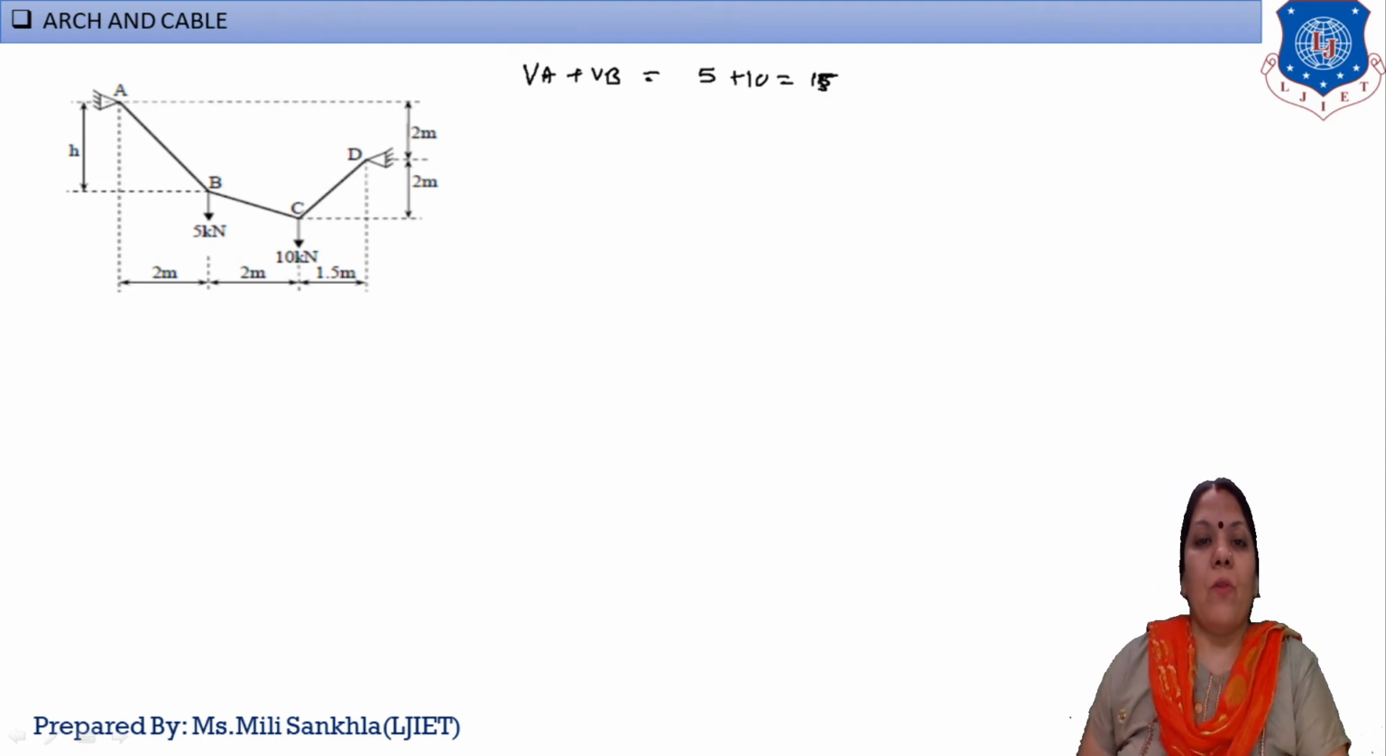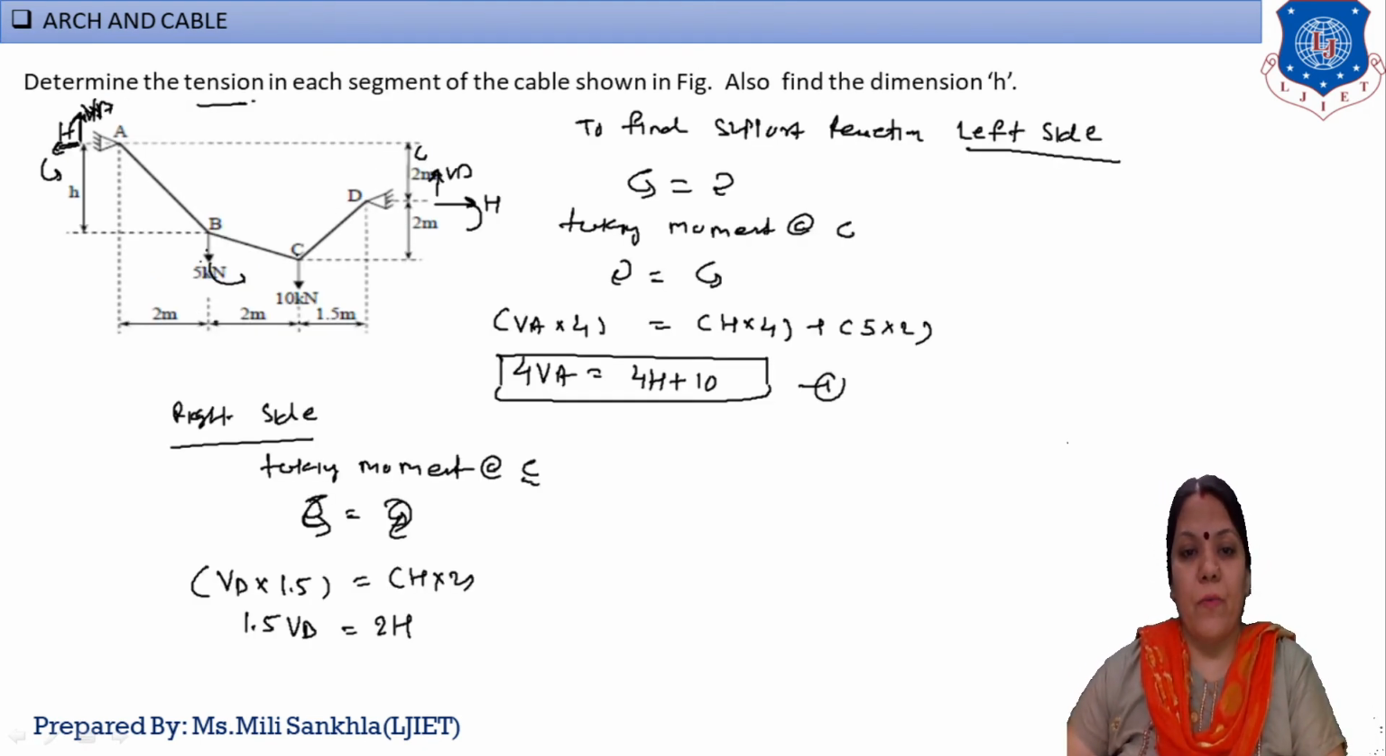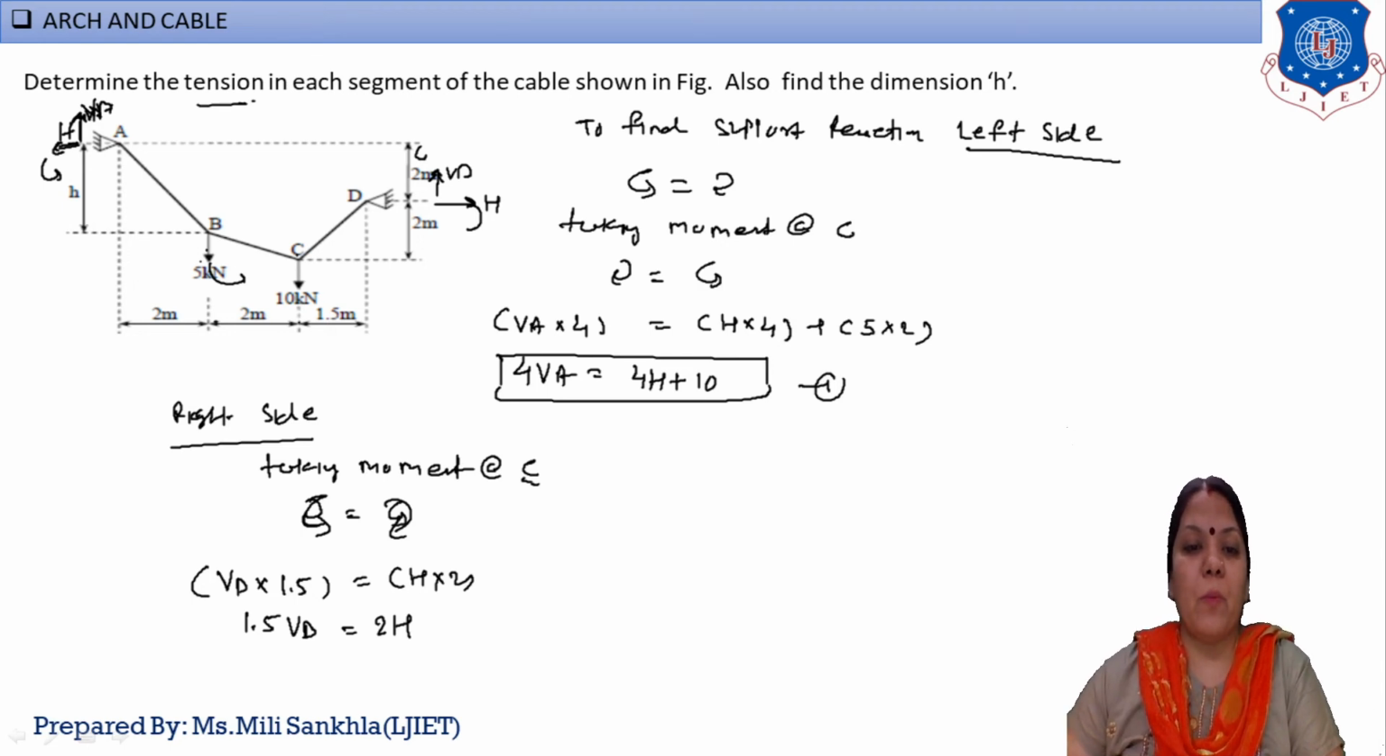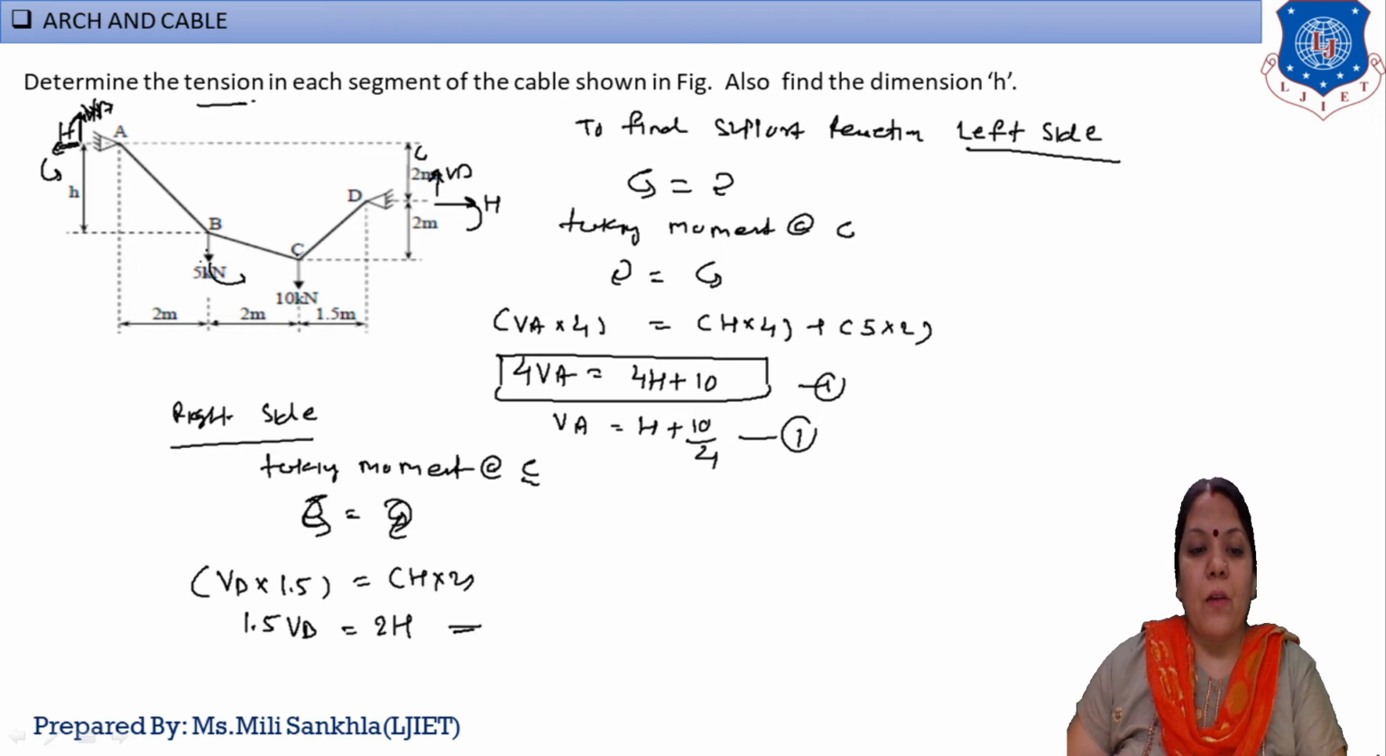Now in the first equation, we divide this value with respect to 4, because VA and VB have no multiplier there, so we simplify these values and then compare with our second equation. 4VA means VA equals H divided by 4 plus 10 by 4, this is our final value. Same here, VB is alone, VB is equal to 2 by 1.5 H. This is our second value.